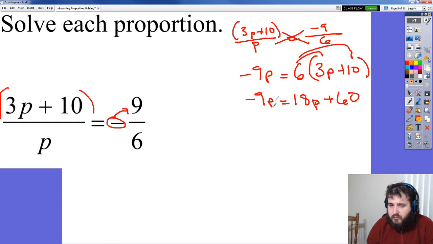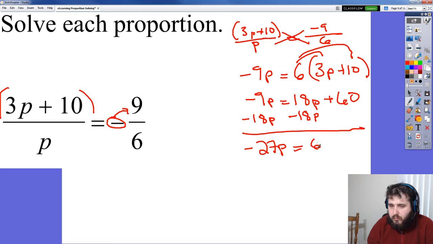Okay, so now again, you see the negative 9p's all by itself, right? Bring all the other p's to it. Have a party at his place. Subtracting 18p. 9, 18, 27. Got negative 27p equals 60. Then I can go ahead and divide.